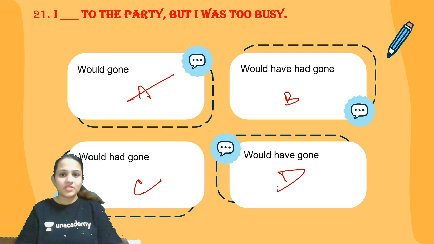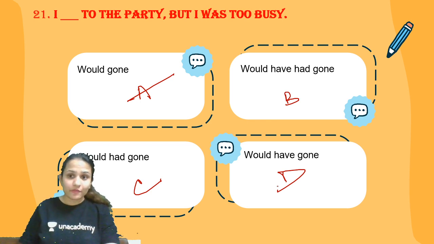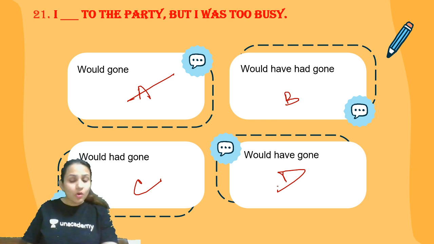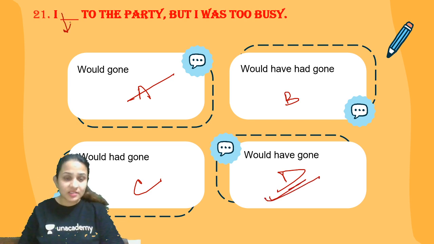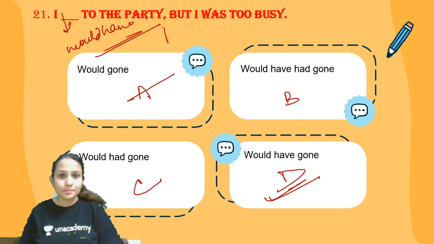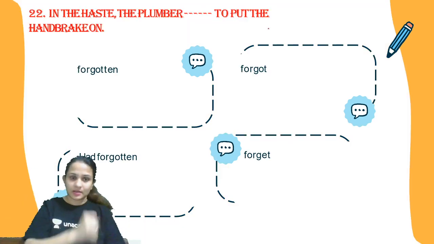I dash the party, but I was too busy. I would gone, I would have had gone, I would had gone, I would have gone. And the correct answer is I would have gone to the party, but I was busy. So this is present perfect, things that have been done in the recent past, but I did not go.